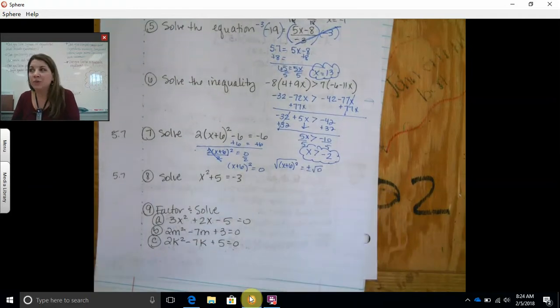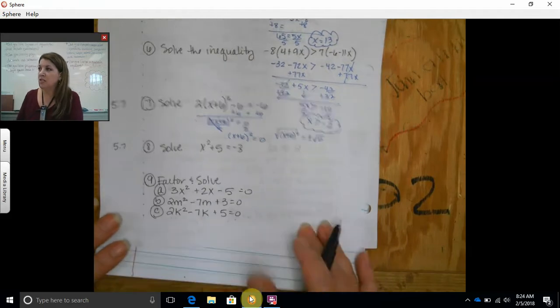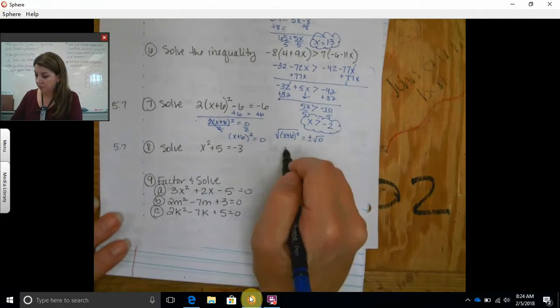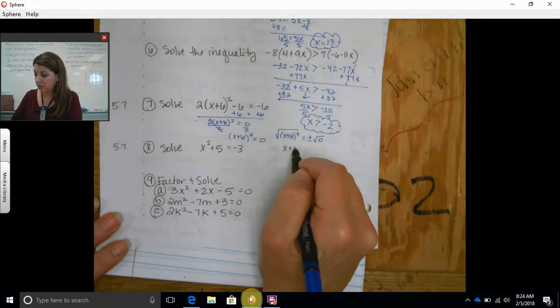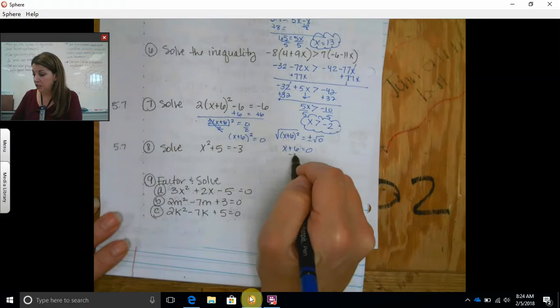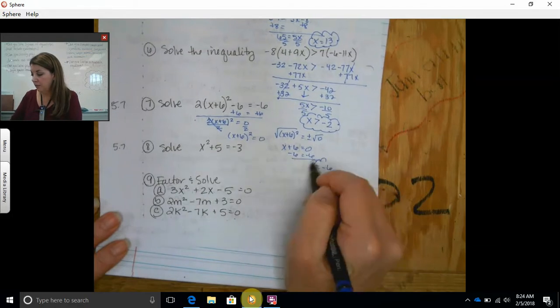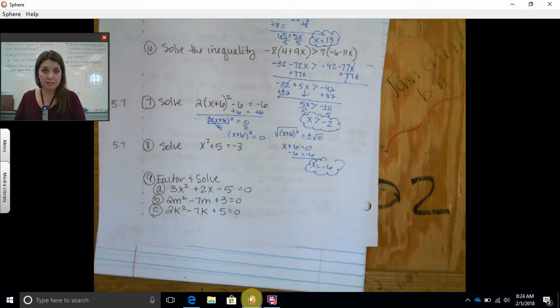Now when it's 0, is that going to make a difference? No, because there's no such thing as positive 0, negative 0. So what's the square root of x plus 6 quantity squared? X plus 6. What's the square root of 0? Do I need to write positive, negative 0? No. So then I can just solve for x, subtract 6 from both sides, and boom, x equals negative 6.